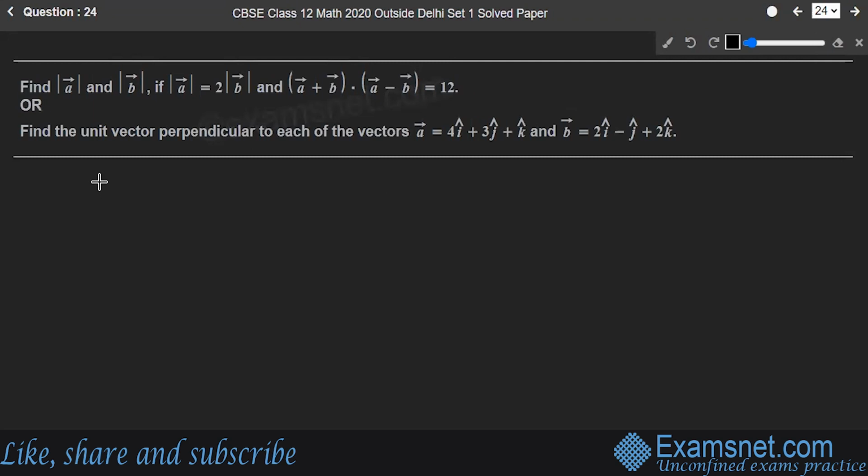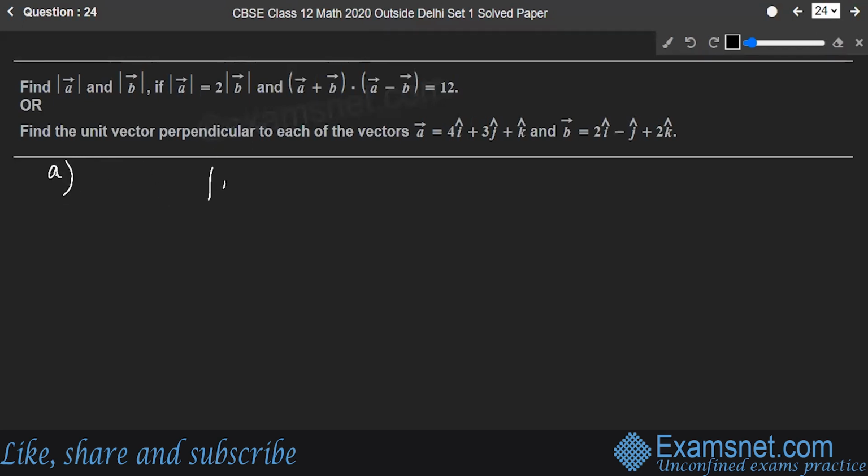Next, question number 24. Again, you have a choice in the question. You have to find the magnitude of a and b vector if the magnitude of a vector is twice the magnitude of b vector, and the dot product of these two vectors is equal to 12. Or you have a choice in the question, you can go for the b part as well. I'll go with the first one, the a part.